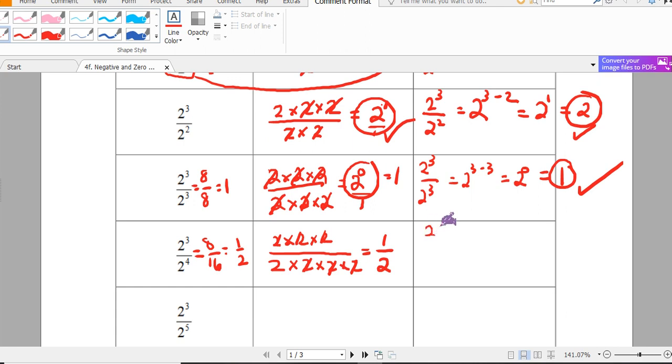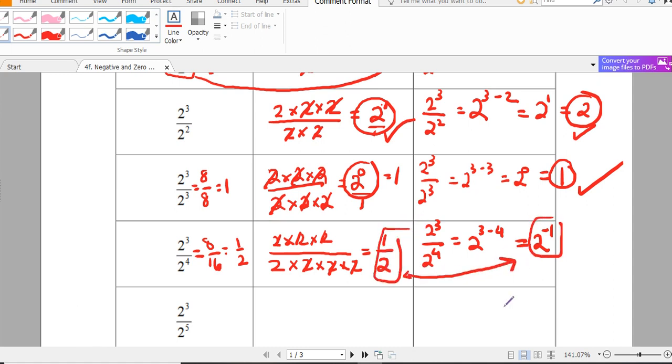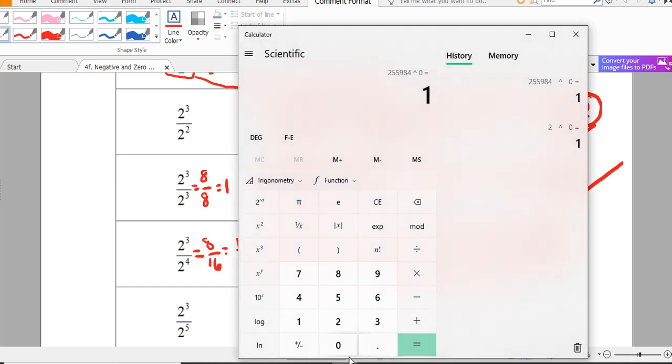Now let's take a look at the exponent rule. So 2 to the exponent of 3 divided by 2 to the exponent of 4, that would be saying 2 to the exponent of 3 minus 4, which gives us 2 to the exponent of -1. So does that mean 2 to the exponent of -1 equals 1/2? Let's take out a calculator and see. So 2 to the exponent of -1 is equal to, oops, I just typed in 2 minus 1. 2 to the exponent of -1.